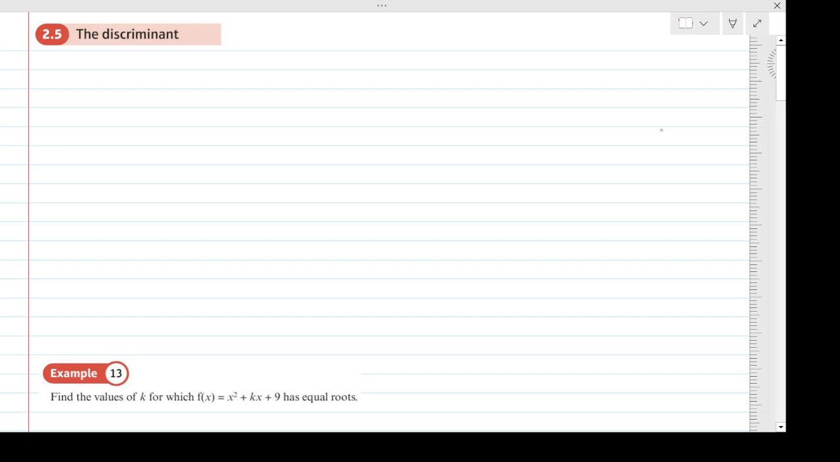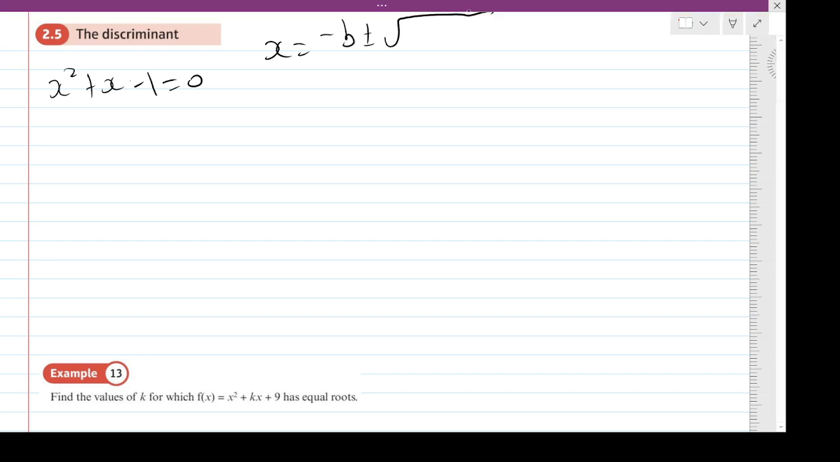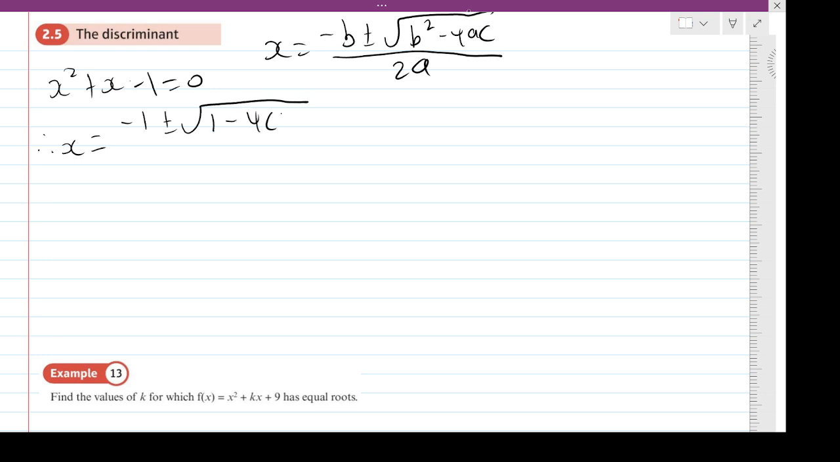So let's take probably the simplest sort of quadratic: x squared plus x minus 1 equals 0. Let's just solve it using the quadratic formula. Remember, the quadratic formula is x equals minus b plus or minus the root of b squared minus 4ac, over 2a. So x would be minus 1, because that's the b coefficient of 1x, plus or minus the square root of 1 squared, which is 1, minus 4 lots of 1 and minus 1, over 2 lots of 1.